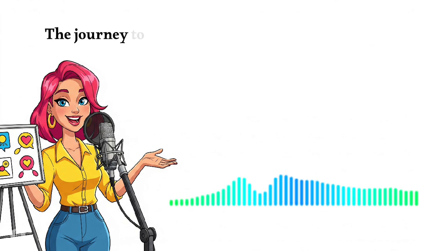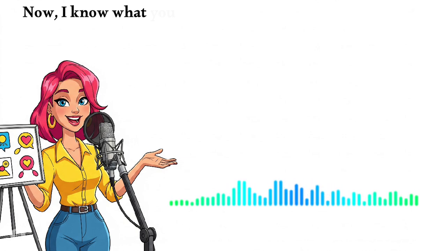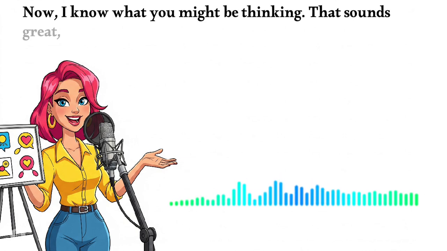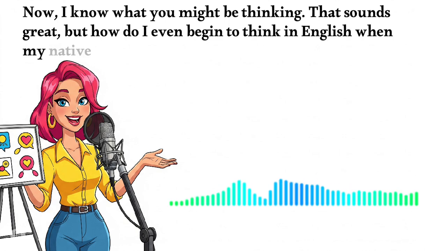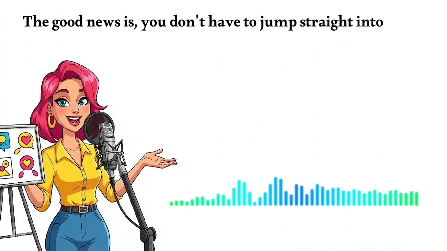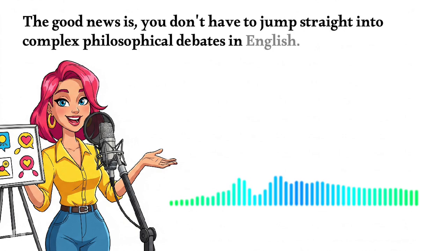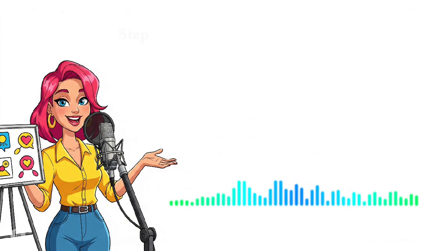The journey to thinking in English, starting small. Now, I know what you might be thinking: that sounds great, but how do I even begin to think in English when my native language is so ingrained? The good news is, you don't have to jump straight into complex philosophical debates in English. It's a gradual process, and we'll start with small, manageable steps. Step 1: Labeling your world.